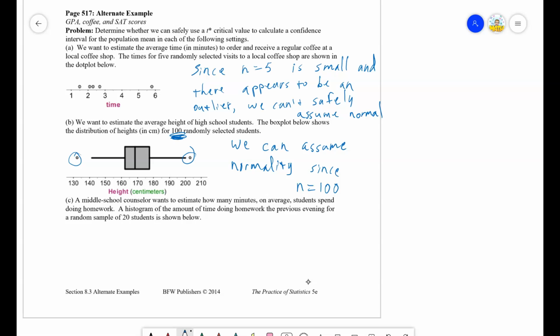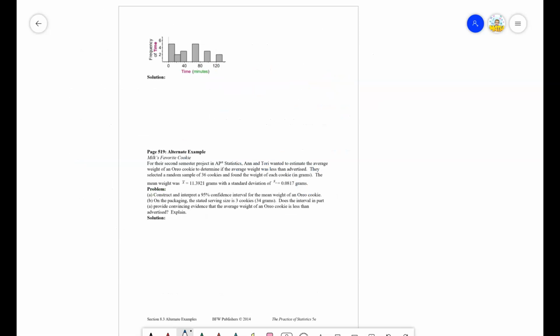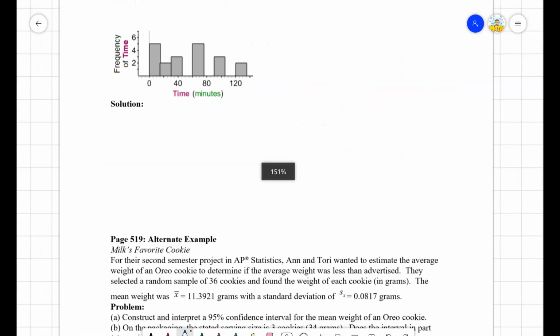So this one, I'm going to have to jump to the next page of the notes. But a middle school counselor wants to estimate how many minutes on average students spend doing homework. Histogram of amount of time doing homework previous evening for a random sample of 20 students is shown below. So we definitely want to look at this histogram because it's only 20 students. It's not 30 or more. So here the histogram looks roughly symmetric and mound shaped, no evidence of outliers.